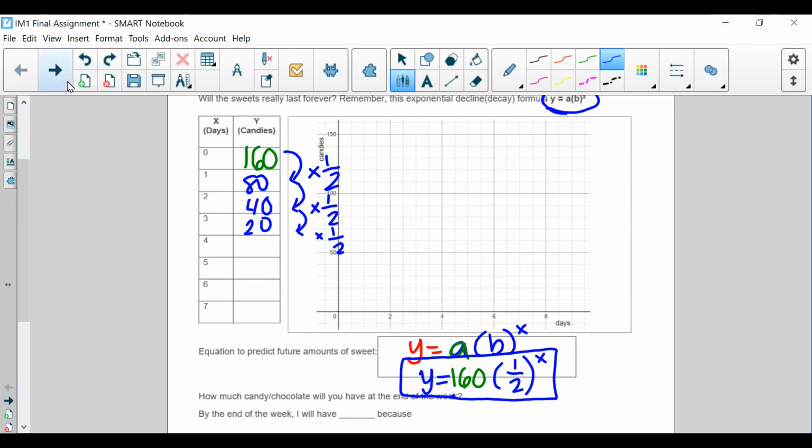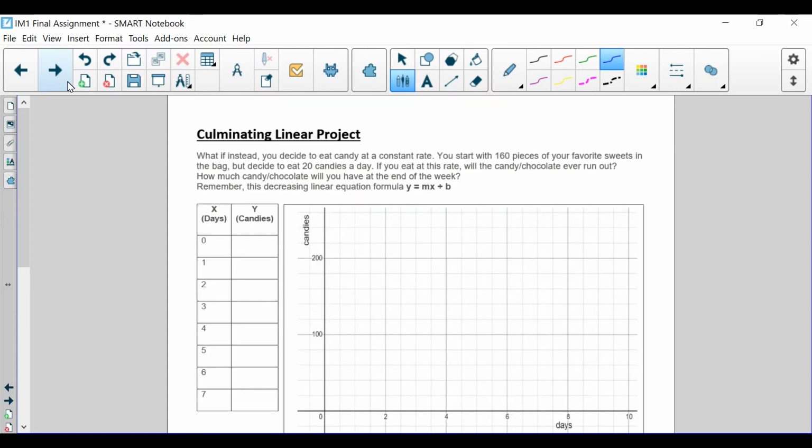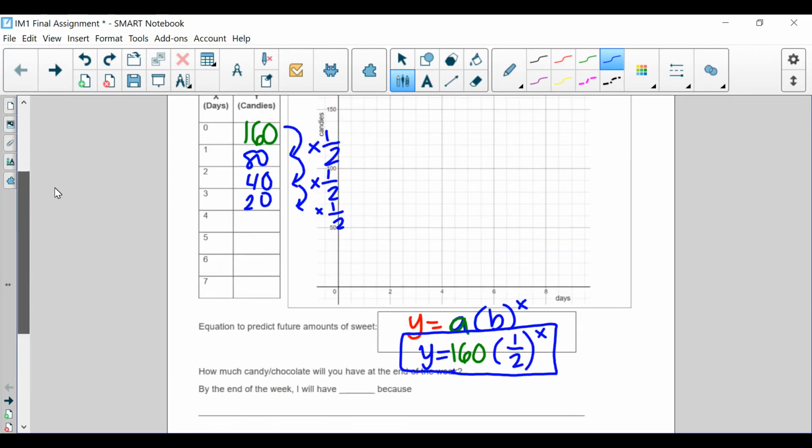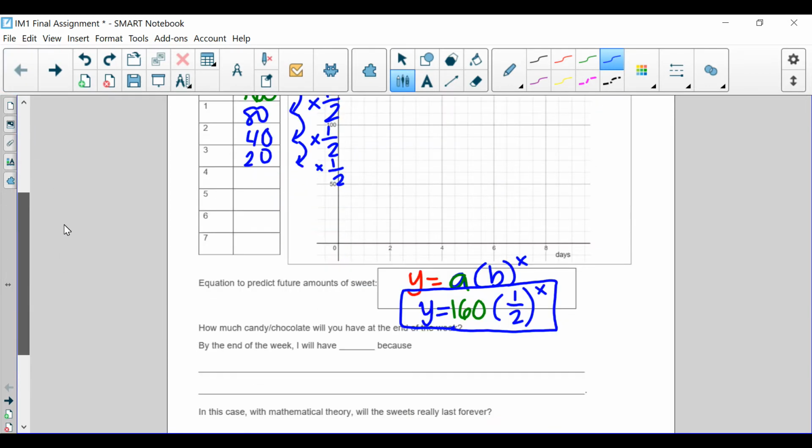Alright. Next, let's go ahead and continue. What about if we have this situation? So when I say continue, that means you guys are going to do the rest. I kind of just helped you with the first part, okay?